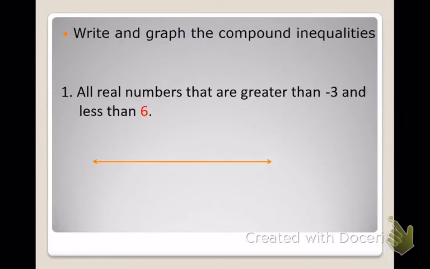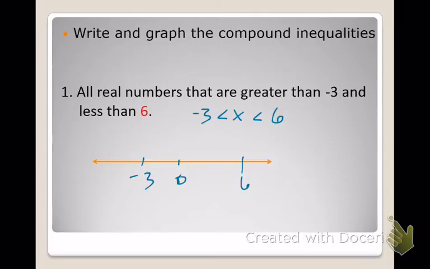Okay. All right, let's get into writing these and solving these. So if I wanted to write this compound inequality, I need all real numbers that are greater than negative 3. So I need my solutions to be greater than negative 3 and less than 6. So I'm looking at an and compound inequality. I want them to be greater than negative 3 and less than 6. Then that means my solution is going to be between negative 3 and 6.